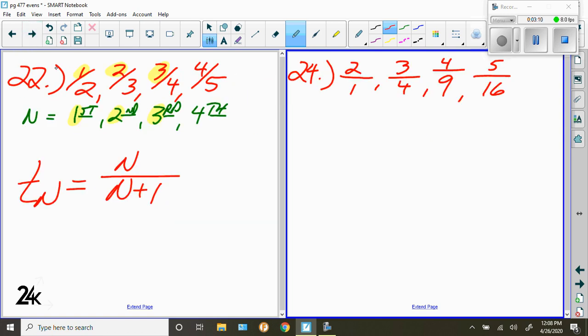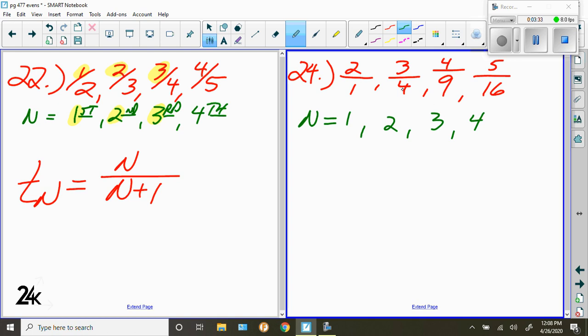Number 24. Okay, I can't add anything. I can't subtract anything to get those or multiply to get them. So I'm going to try again, but this time with n. I'm just going to write n equals 1, 2, 3, 4. First term, second term, third term, fourth term.